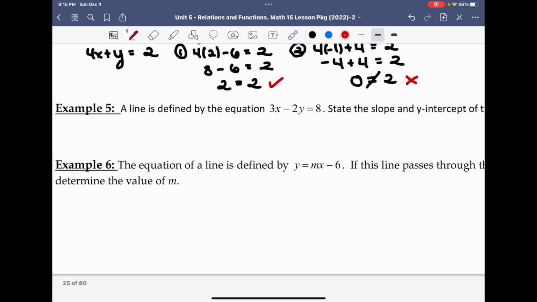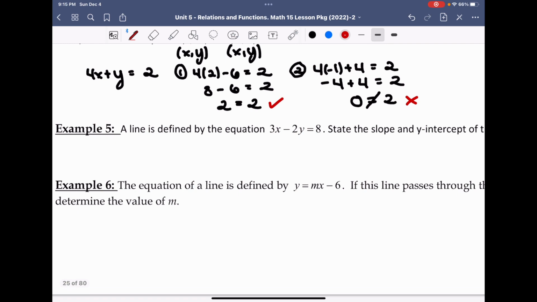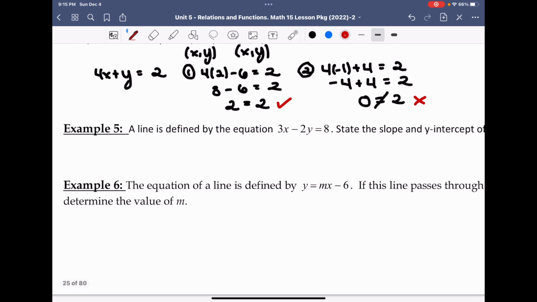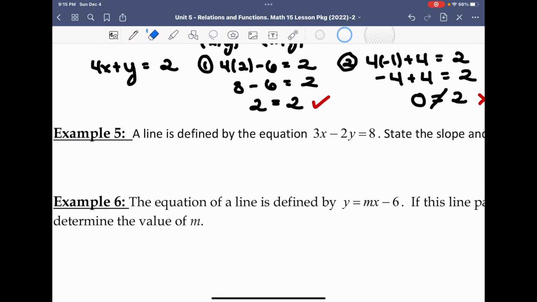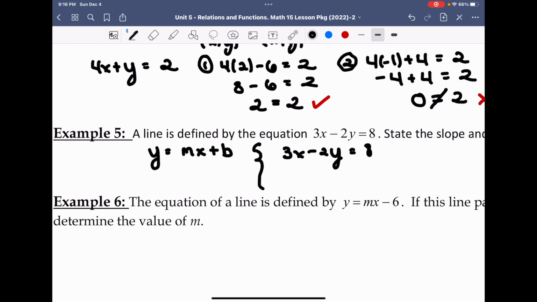Example 5, a line is defined by this equation. State the slope and y-intercept of this line. Well, we know that any given linear equation must be written as y is equal to mx plus b, which is the general form for a line. So we have to rearrange our formula here such that we have y isolated. 3x minus 2y is equal to 8. I isolate for y by subtracting the 3x across. I could equally add the 2y across, but I'll do it this way.